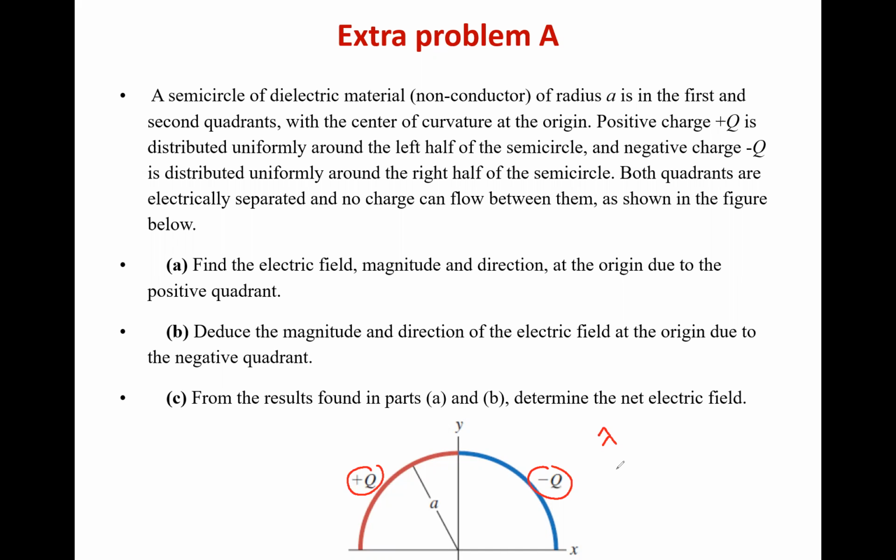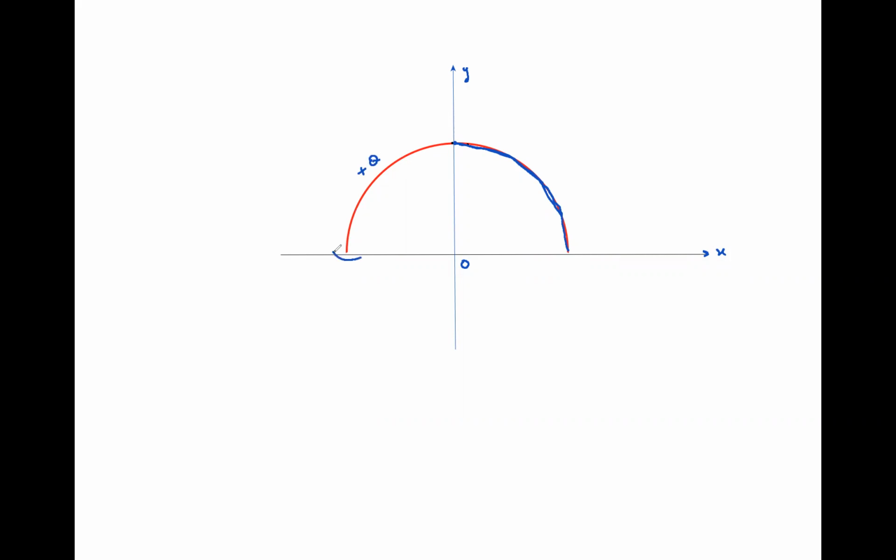Okay, now we have to calculate the electric field magnitude and direction at the origin due to the positive quadrant. So we have to find the electric field created by the positive quadrant. Let's draw. Here we have this part positively charged, so we are talking about only this part, only this one.